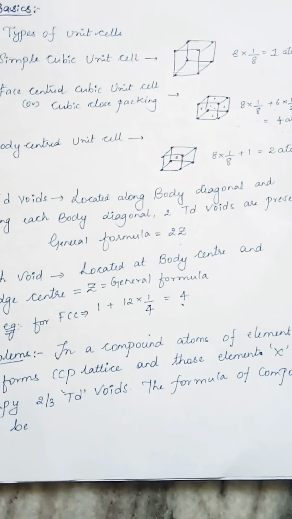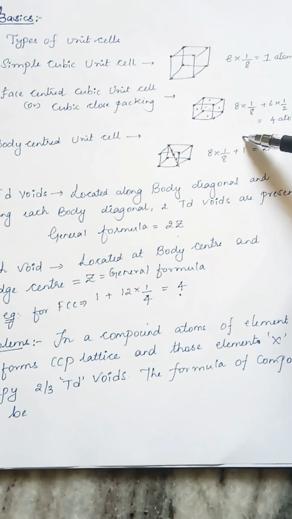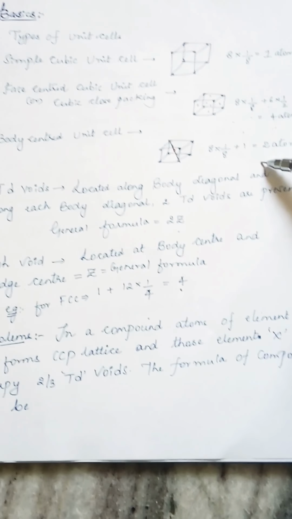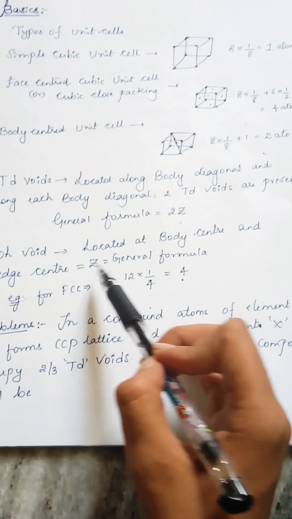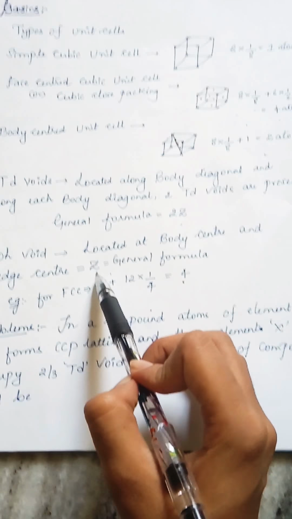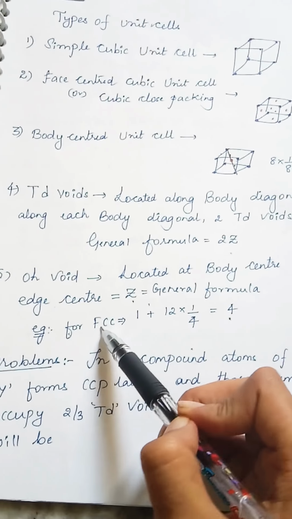So the general formula is 2Z, where Z is the number of atoms. For simple cubic, it will be 2. For FCC, it will be 2 4s are 8. For body-centered cubic, 2 into 2, 4 tetrahedral voids. For octahedral voids, the general formula is Z, and that means the number of atoms is equal to the number of octahedral voids. I've solved the example for FCC.